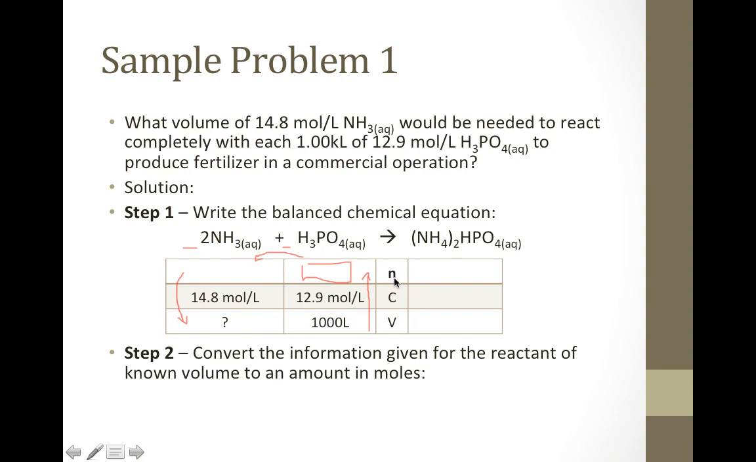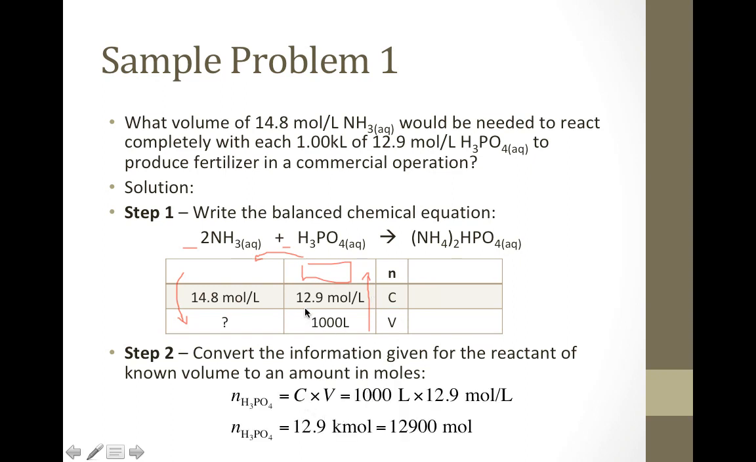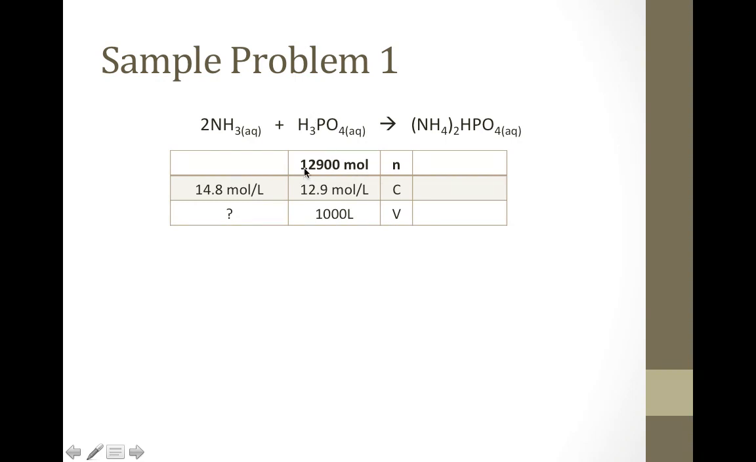So our equation involving moles and concentration and volume is n = C × V. So we're going to multiply these two numbers together, and we get 12,900 moles. From there, we can write that in here. So we know that we have 12,900 moles of H3PO4.